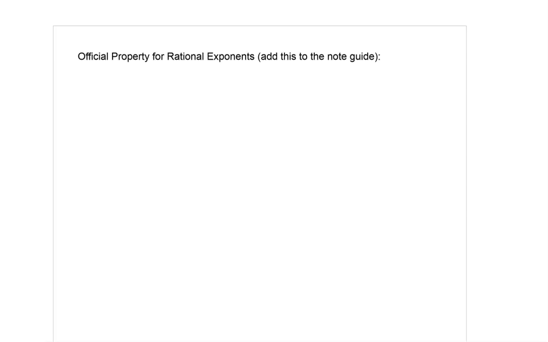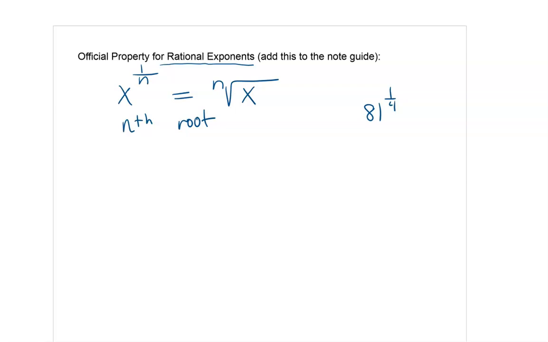So the official property for rational exponents looks something like this. First, you have this idea like suppose you have x and it's being raised to a 1/n power. So this is what we would refer to as an nth root. And we understand that to be a radical sign with an index of n, or an nth root. Kind of like what we were just doing a second ago when we did 81 to the 1/4 power, and that was 3. We were thinking of that as a 4th root of 81.